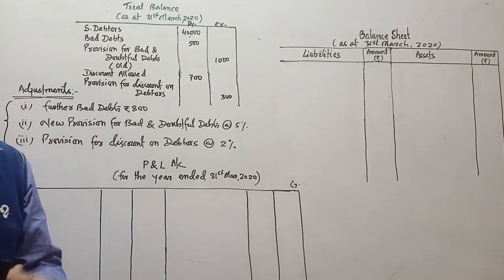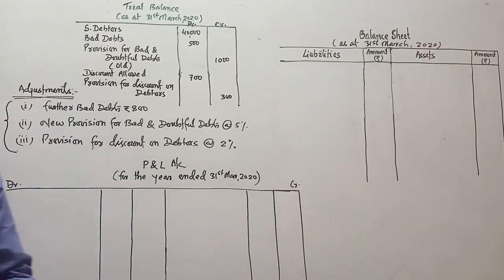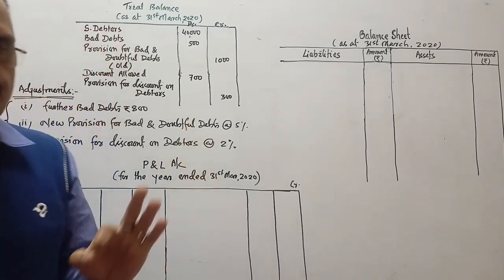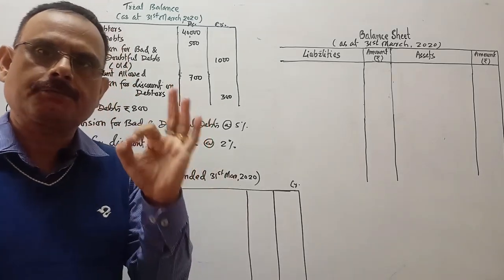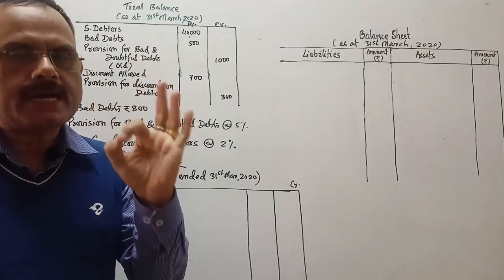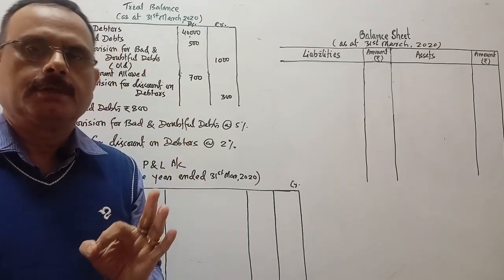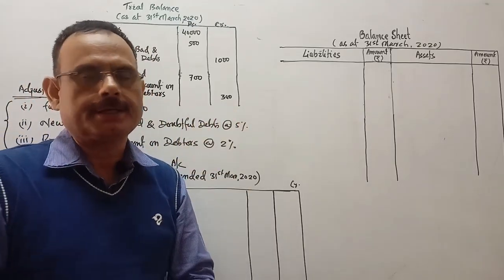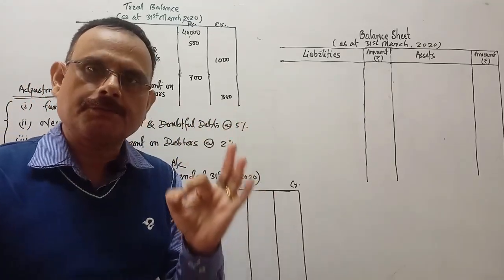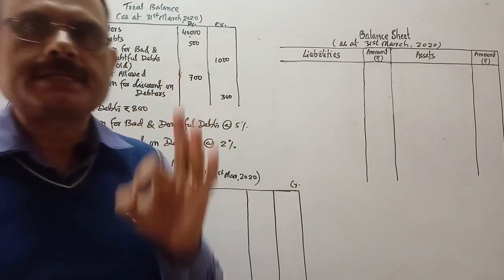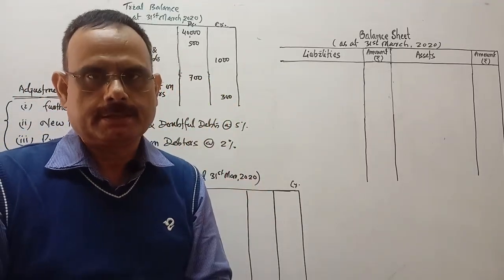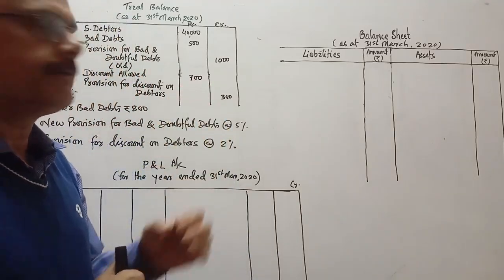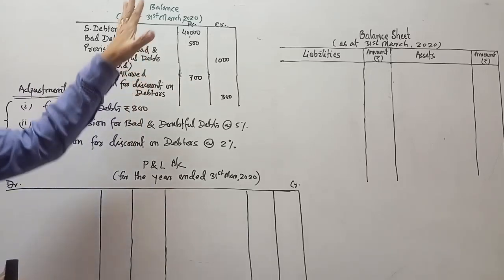Now coming to the next adjustment, which is related to provision for discount on debtors. We have already discussed the provision for bad and doubtful debts. Now the next is we have to know how to do the treatment of provision for discount on debtors if it is given in the adjustment. See one example. I have written one illustration over here.